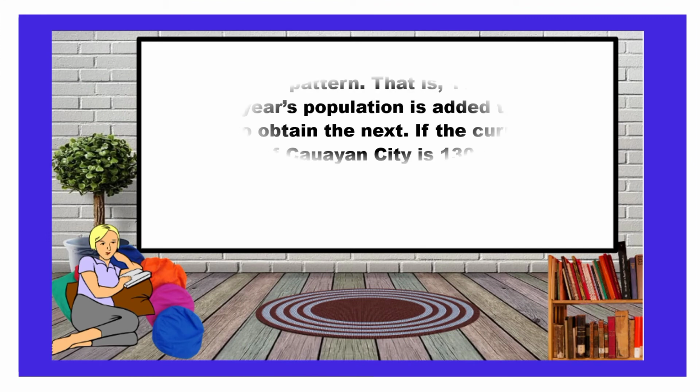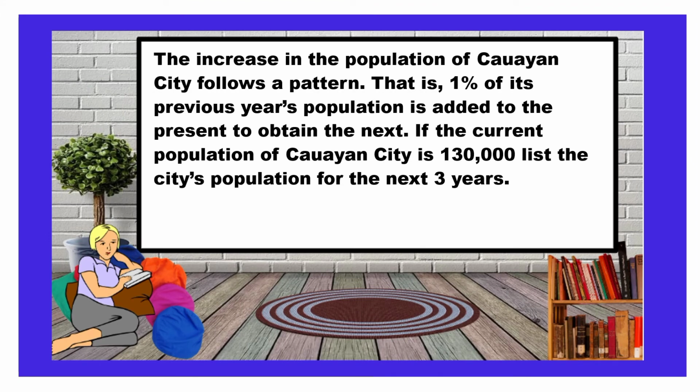Let's try to answer this next problem. The increase in the population of Kawayan City follows a pattern. That is, 1% of its previous year's population is added to the present to obtain the next. If the current population of Kawayan City is 130,000, list the city's population for the next 3 years.